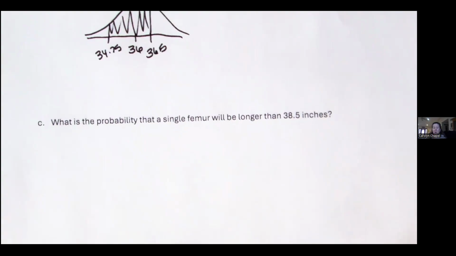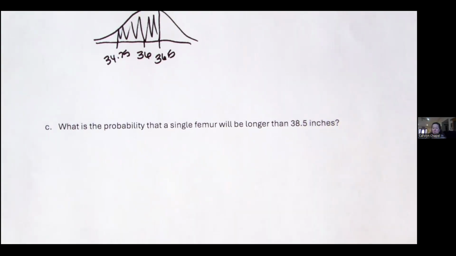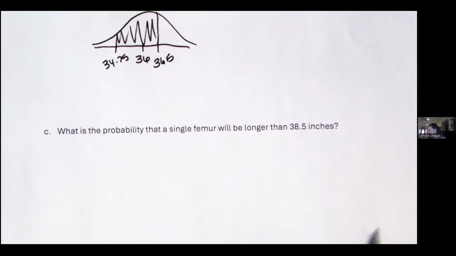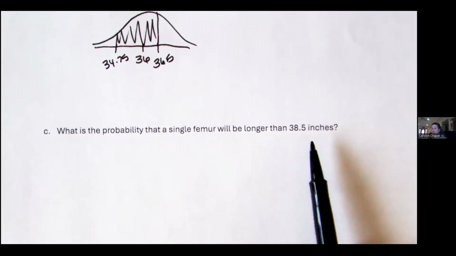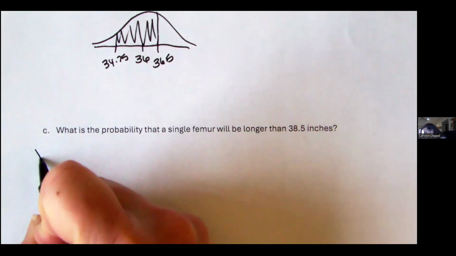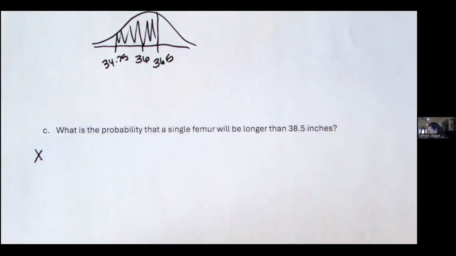I have one more question here. What is the probability that a single femur bone will be longer than 38.5? Now this goes back to a single. So we're not looking at that sample of 9 anymore. We're just looking at a single bone. Sometimes you have to remember that this is the case. We're looking at just plain old X.